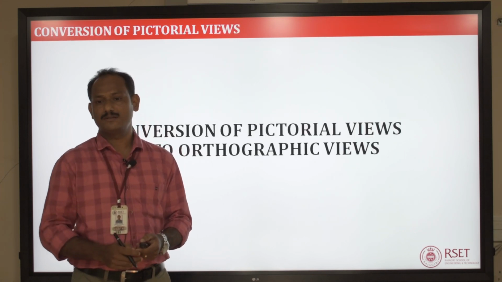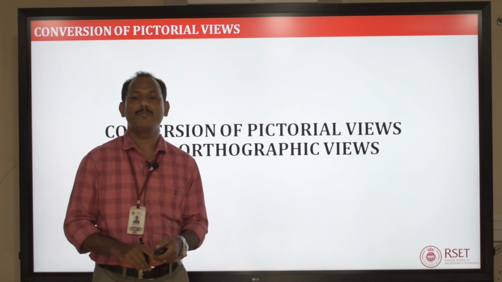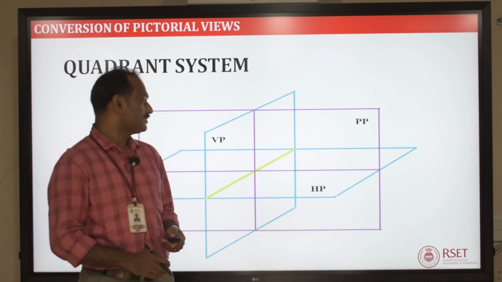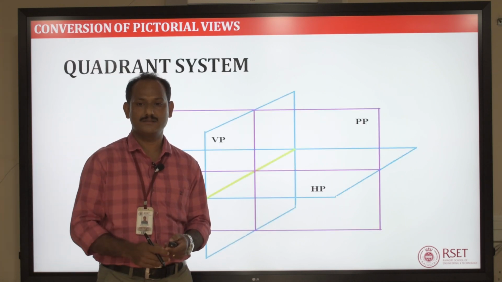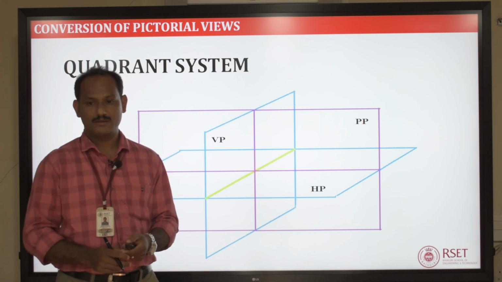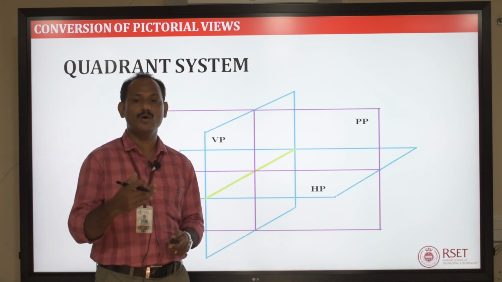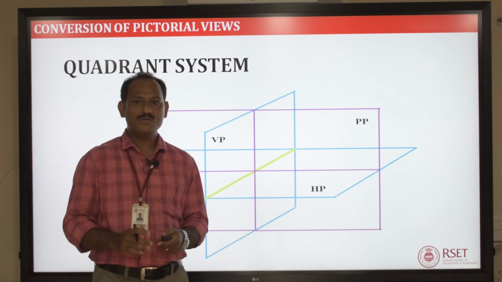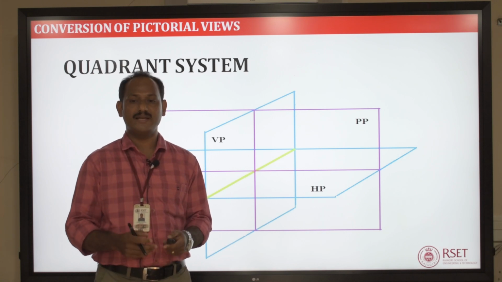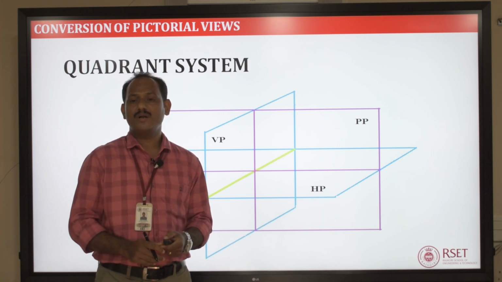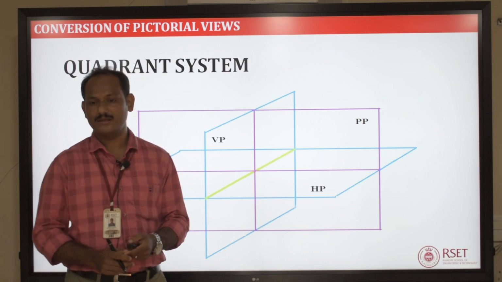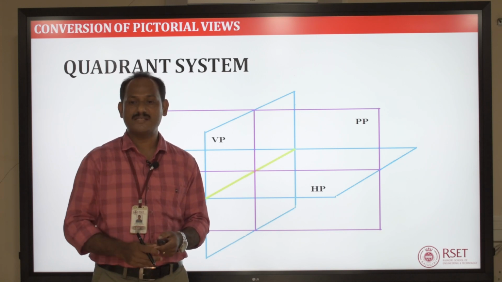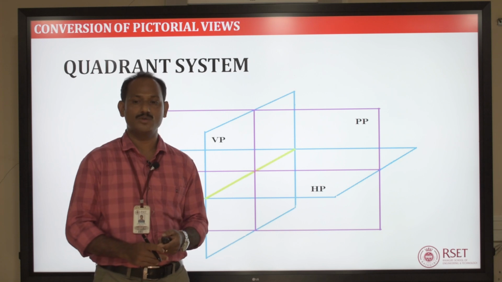Now, the second part, conversion of pictorial views into orthographic views. In the first two parts, we have already discussed quadrant systems to represent a 3D object on a 2D plane. We have some reference planes. We already discussed the two reference planes in the first two parts. Sometimes we need to represent the side view of the object also.